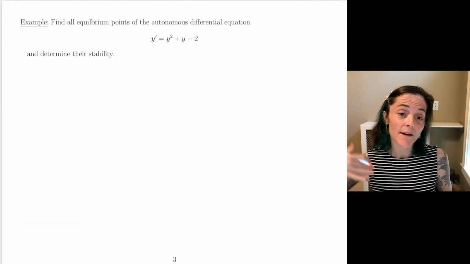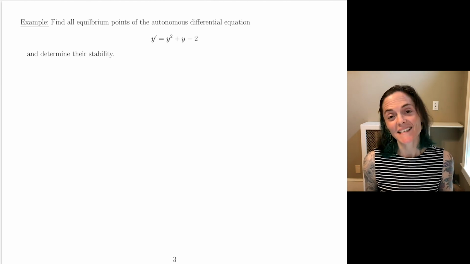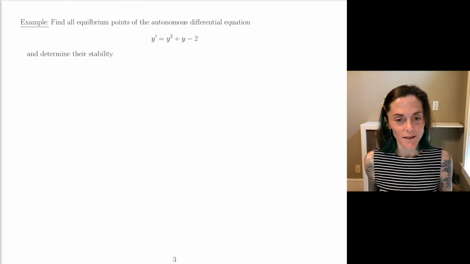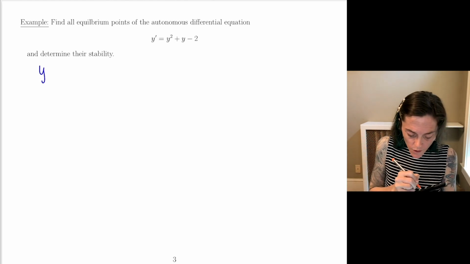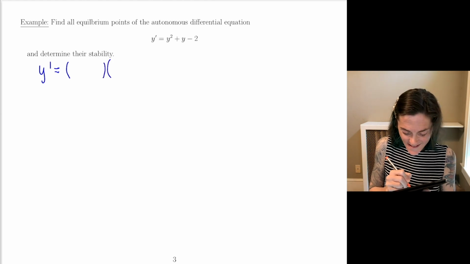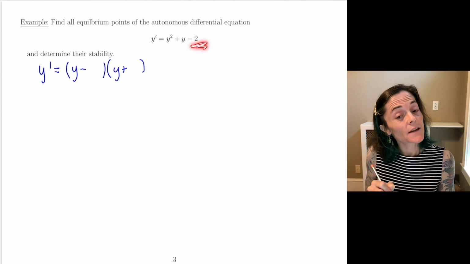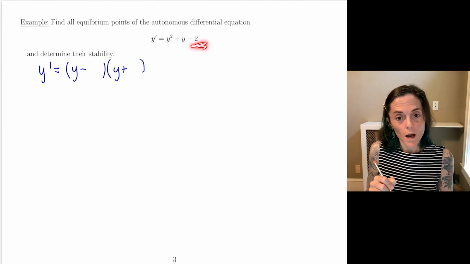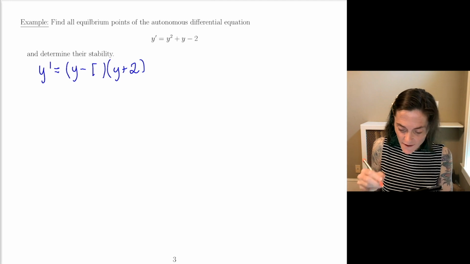Here's an example. Find all equilibrium points of this autonomous differential equation and determine their stability. And we will also look at a picture here. So first thing we can do, we can factor. We have a quadratic, it's y minus something and y plus something. Now let's figure it out. We need to multiply to -2 and add to +1. So the 2 will go here and the 1 goes here.